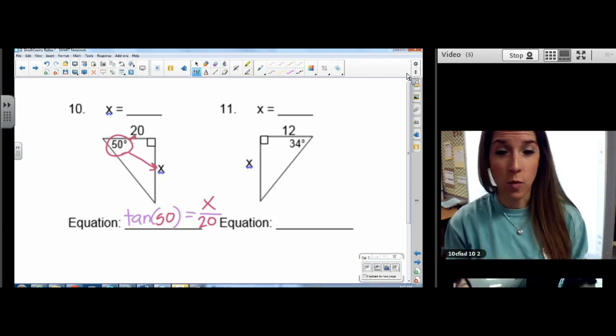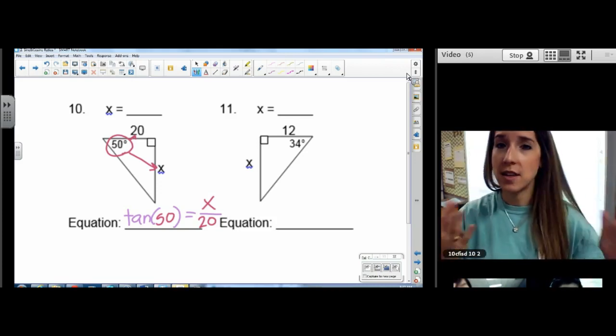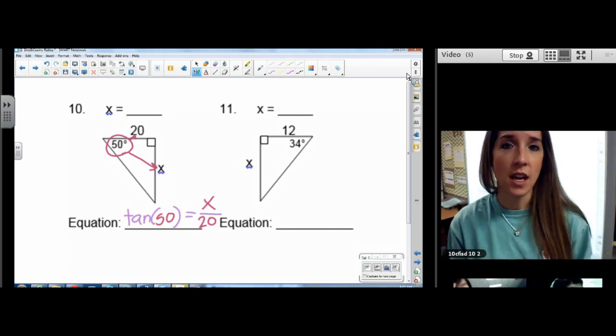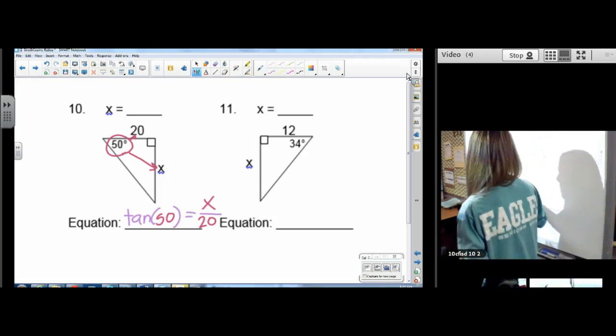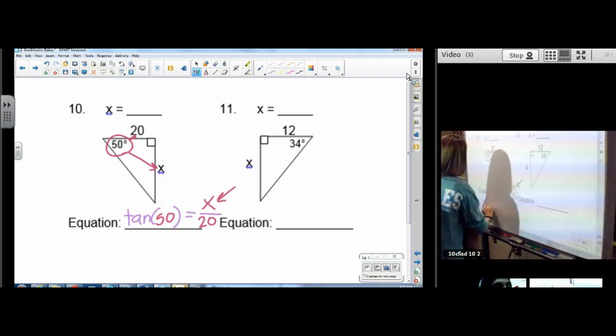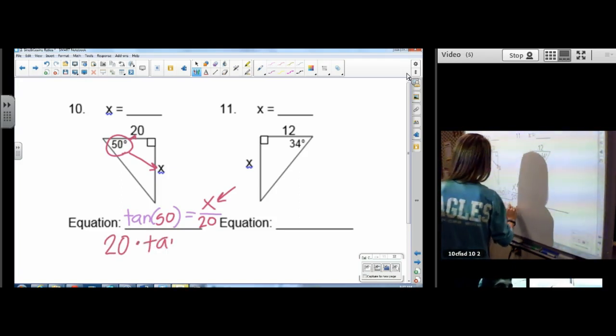And then we worked on this for a while. We talked about if x is in the numerator, you multiply, denominator divide, and if it's stuck in the tan function, you do inverse tan. In this case, it's in the numerator. That's where x is. So we would multiply. So we would go to our calculator and do 20 times tan 50.